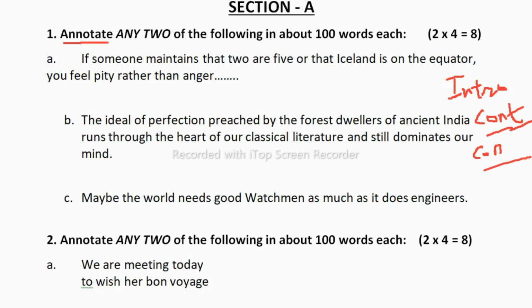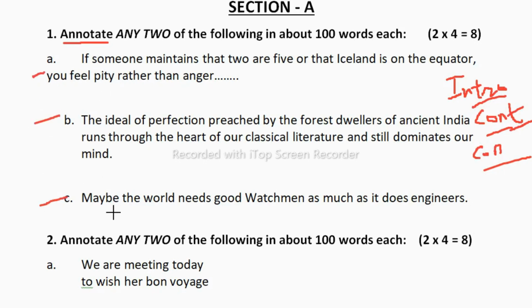And the most important thing, students, is the critical comment, which is nothing but a conclusion. The examiner will look for these three headings only: first introduction, then context, then conclusion. If you write in this way, only then will you get full marks. Now, in the same way, you have to do any two out of these three questions.